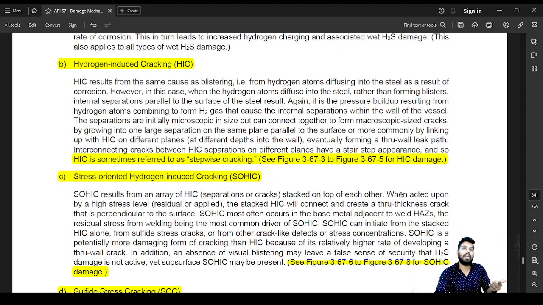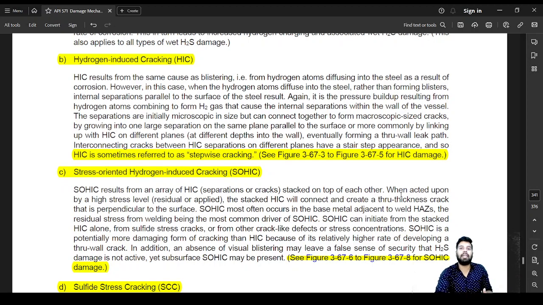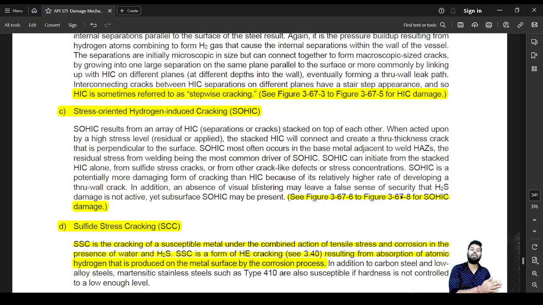Again, hydrogen induced cracking, if it's in a high stress environment, will be considered to be SOHIC, or stress oriented hydrogen induced cracking, again a form of hydrogen cracking. SOHIC results from an array of hydrogen induced cracking stacked on top of each other. When acted upon by a high stress level, the stacked hydrogen induced cracking will connect and create a through wall thickness crack that is perpendicular to the surface.